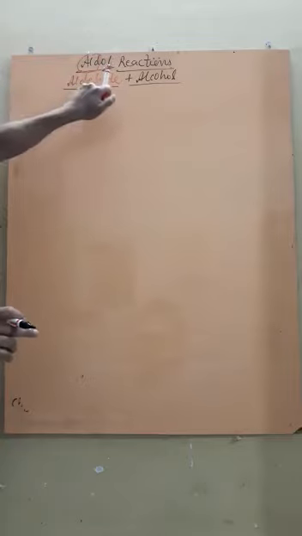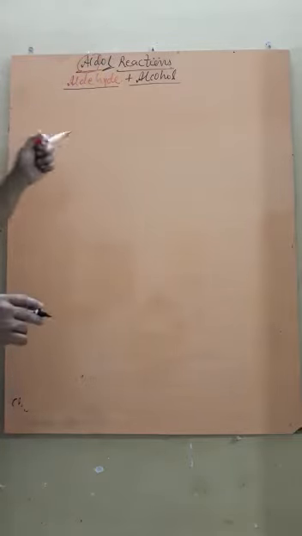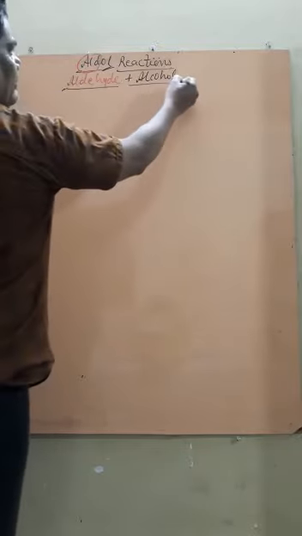So the compound becomes what? Aldehyde and alcohol. Then that means what? When a compound, that is aldehyde, reacts with some particular reagent, it forms such a compound which consists of aldehyde functional group as well as alcohol functional group. This is called aldol reaction.